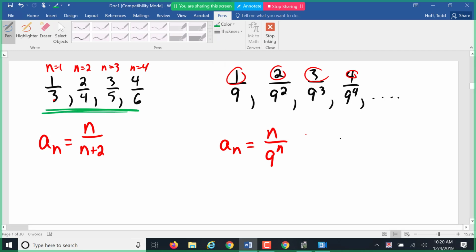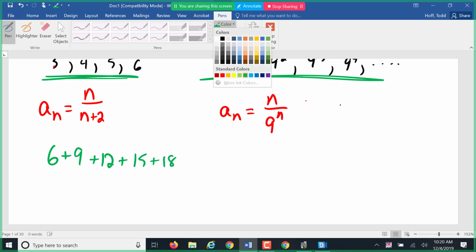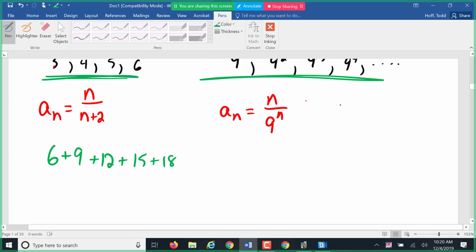Now when I wrote these out, I just wrote them as a sequence. But I could write them as a summation. I might write 6 plus 9 plus 12 plus 15 plus 18 and so on. Since it's plus in there, it's not just a series, it is a summation. But the first step is still going to be to find the general term.